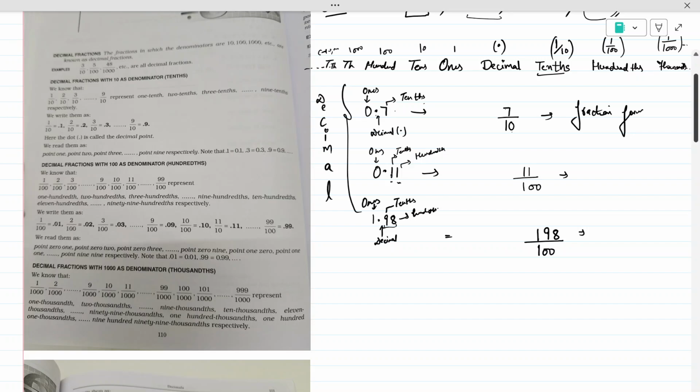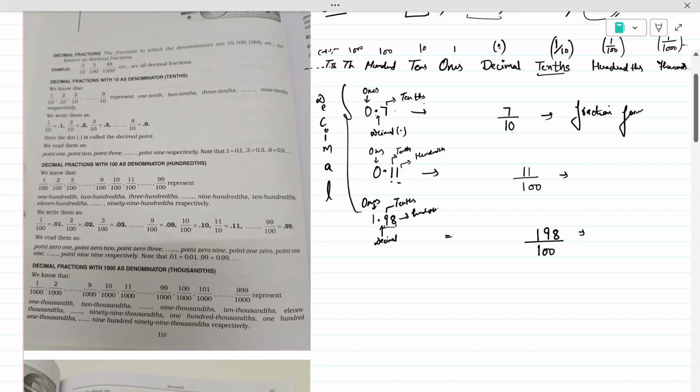I hope you have understood what we have learned about decimals here: in a place value chart we have ones, tens, hundreds, thousands, 10,000 and so on. Similarly, in the case of a decimal number, after ones we have a decimal, followed by tenths, hundredths, thousandths and so on. And these are represented like this: 1 by 10 for tenths, 1 by 100 for hundredths, 1 by 1000 for thousandths and so on.